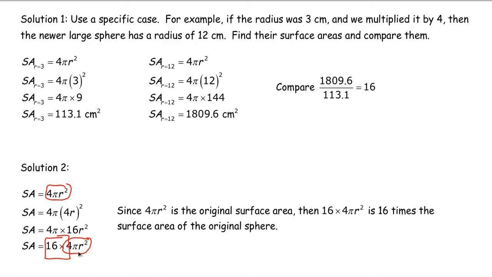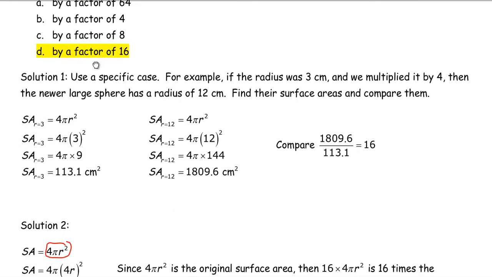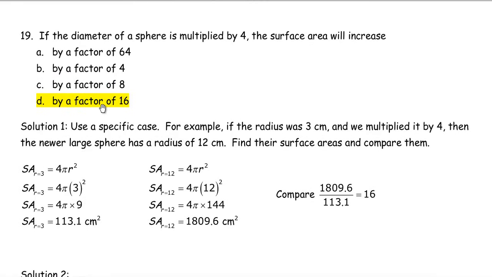So since the 4 pi r squared, this part, is the original surface area in my solutions, then 16 times that 4 pi r squared means it's 16 times the surface area of the original sphere. So that's another way to solve that. And so both of those would be answer D for question 19.